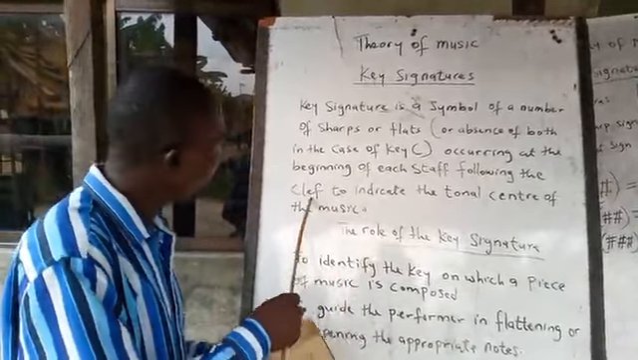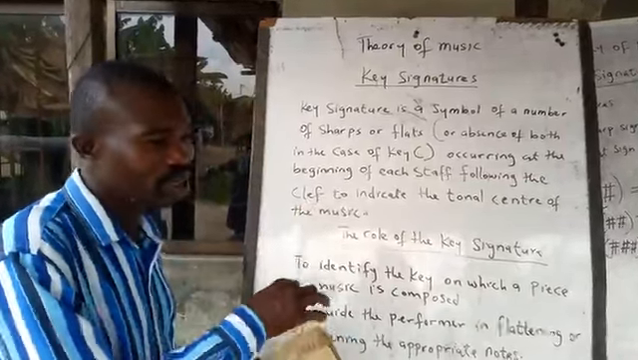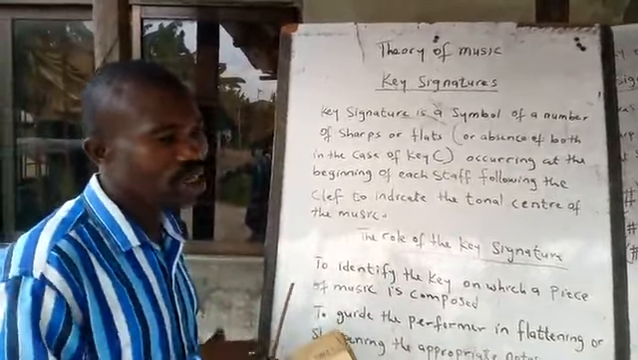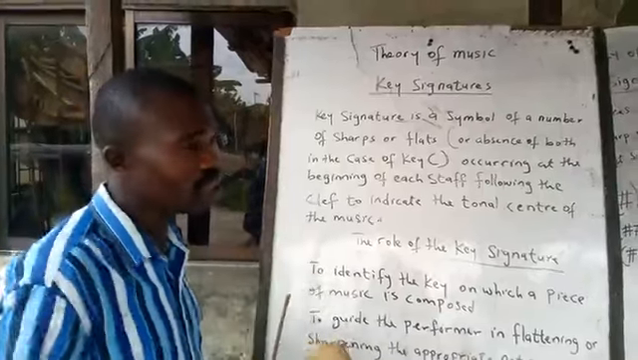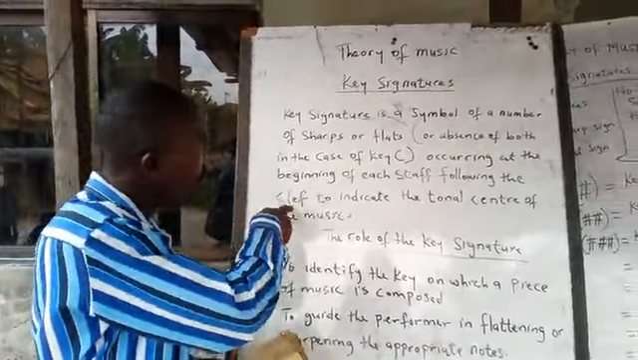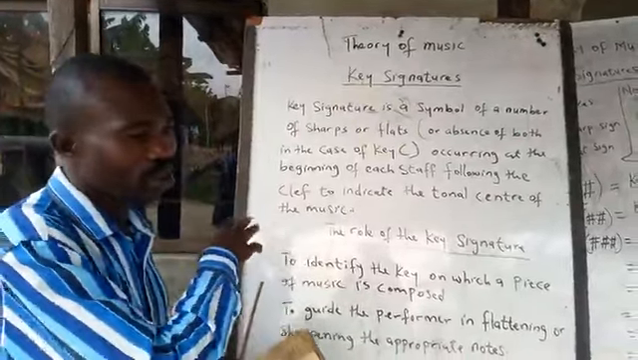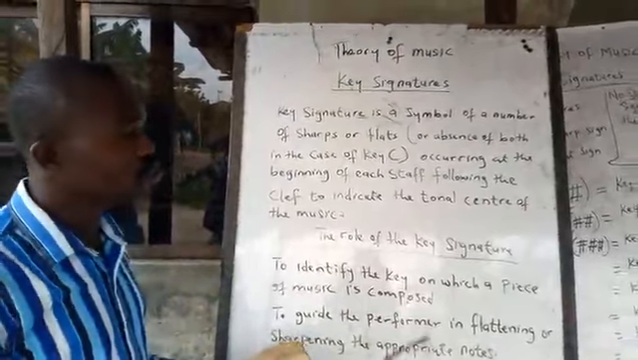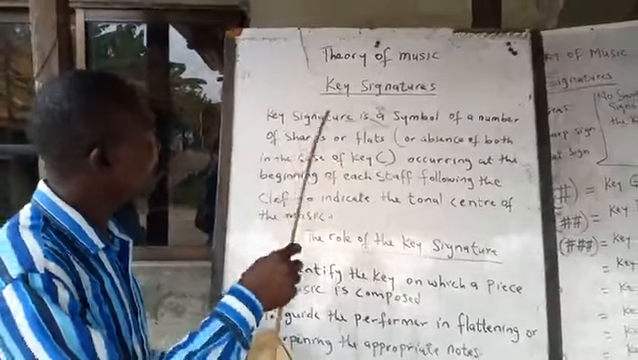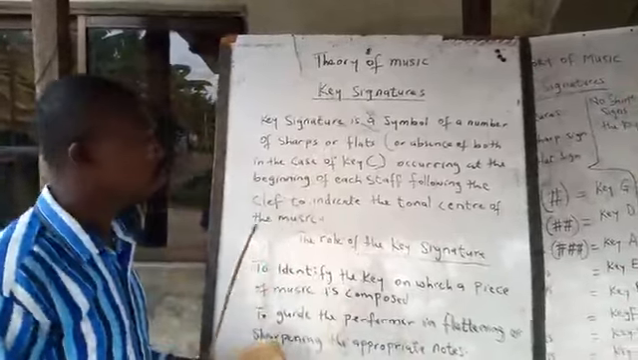Following the clef signs, that is, we have what we call clef signs at the beginning of the staff. I did this in my first tutorial, the first lesson in theory of music that I posted. The clef signs and the staff itself have been taught, but by the grace of God, I am still going to show you again. The major function of the key signature is to indicate the tonal center of the music.